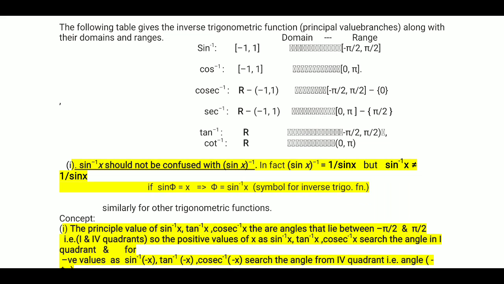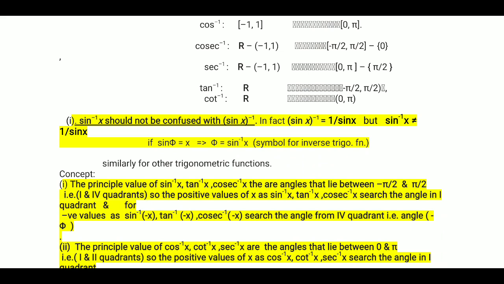Now we must know sine inverse x should not be confused with sine x whole power -1. In fact, sine x whole power -1 gives you 1 upon sine x. But sine inverse x is not 1 upon sine x. It is the symbol of inverse trigonometric function. And similarly for other trigonometric functions as cos inverse x, tan inverse x, etc.